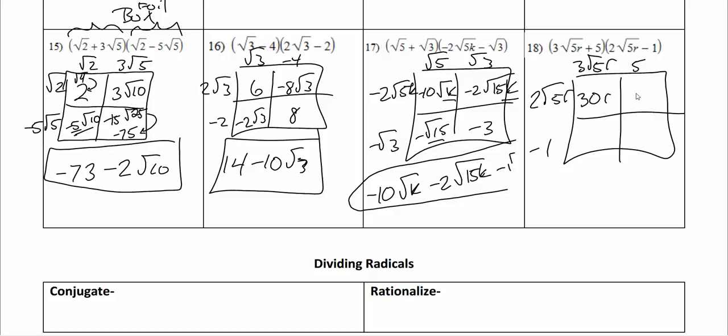I don't know how you can't get excited by doing these problems. I'm almost out of breath from talking to you right now. This one here is going to be just times a negative 1, so it's just a negative 3 root 5r.